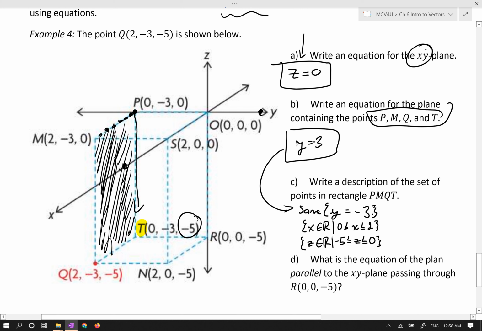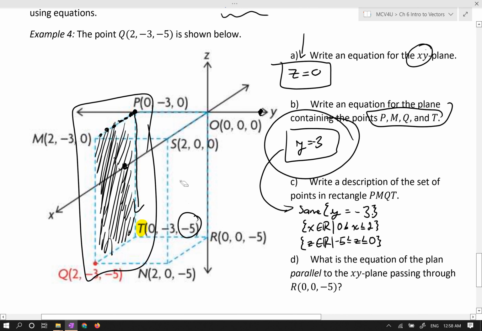There we have it. We've described the points that are all on this y equals -3 plane, but not all of the points on that plane are we describing here. We are just describing the points inside this particular arbitrary rectangle.